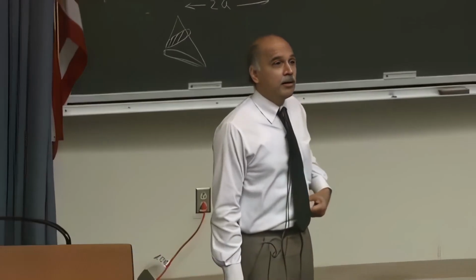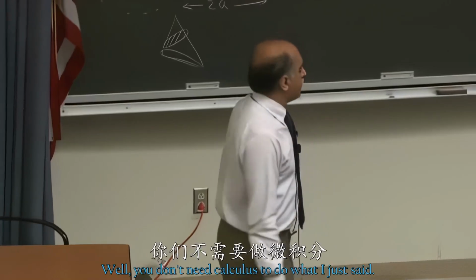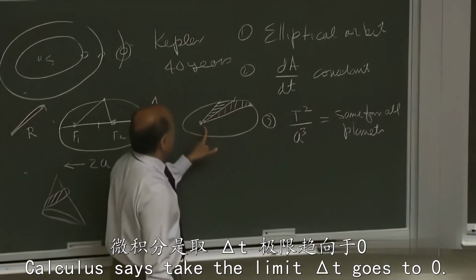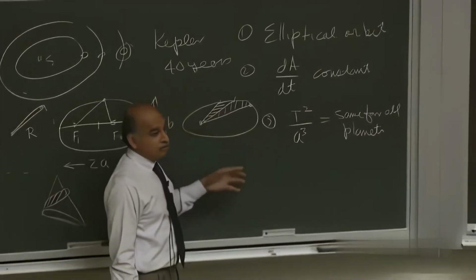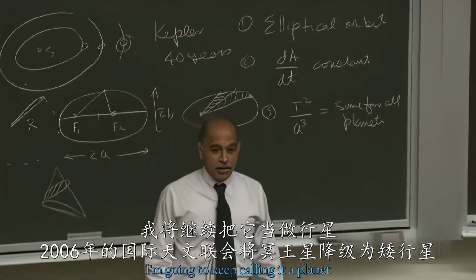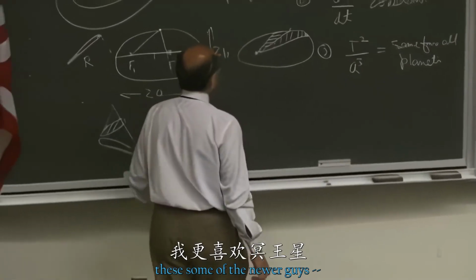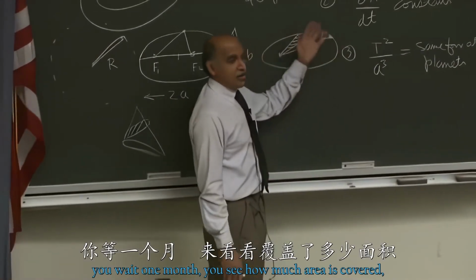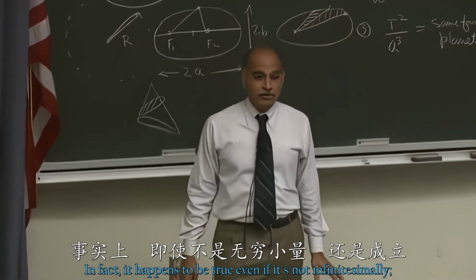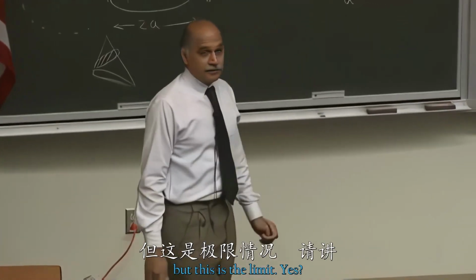So how did you write law number 2, considering that Newton developed calculus after Kepler was right? Well, you don't need calculus to do what I just said. Calculus says take the limit as delta t goes to 0. If delta t is 1 day or 1 month, it really doesn't matter. Take a planet like Pluto. I'm going to keep calling it a planet because I'm attached to Pluto more than to some of the newer guys. You wait 1 month, you see how much area is covered, then wait another month, you will still find it's true. In fact, it happens to be true even if it's not infinitesimal. You can wait even finite periods, but this is the limit.